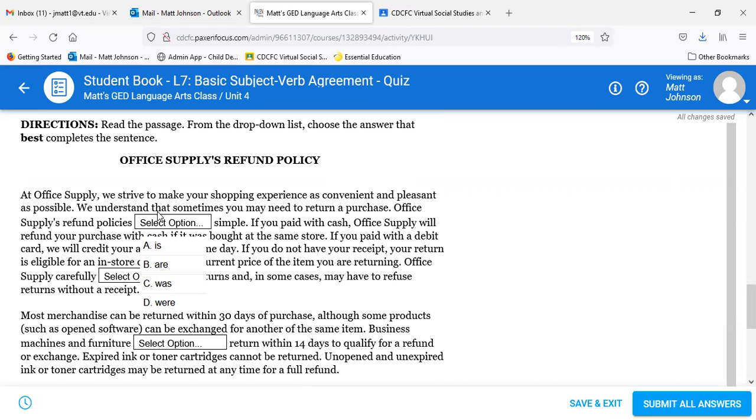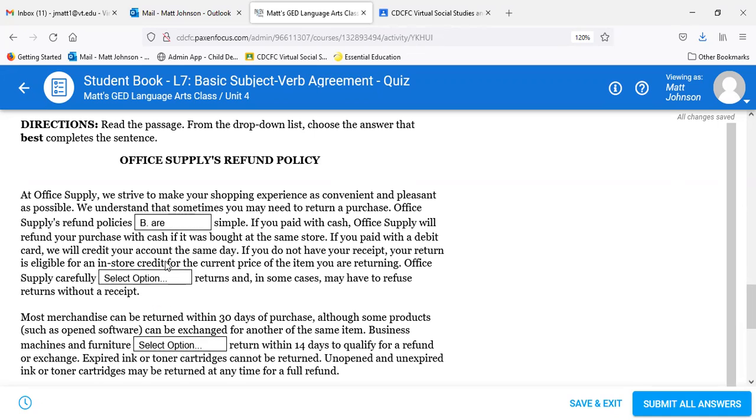Milda, let's give this one a try. B? R, yep. So policy, it's basically the Office Supply's refund policies. That's our subject, right? But policies, that plural noun, is our subject. So we go with the plural verb are. So Office Supply's refund policies are simple.